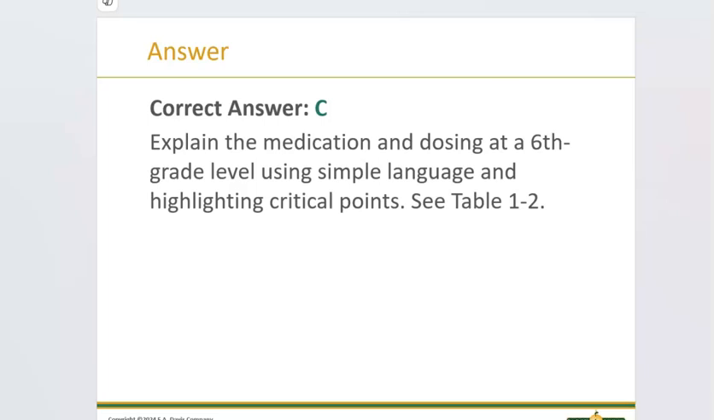They say a good rule of thumb is that if you explain things at what is considered to be a 6th grade level, you should be sufficient. So we want simple language and highlighting the critical points. And so please reference Table 1.2.